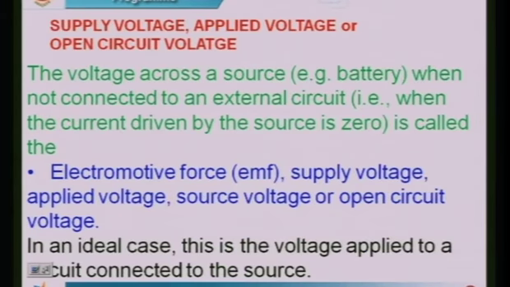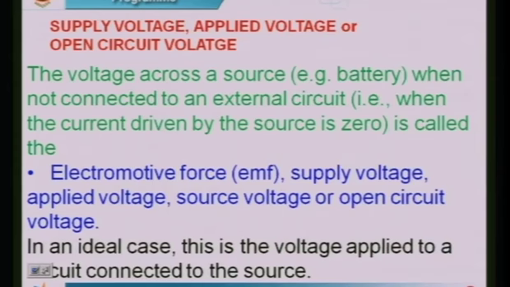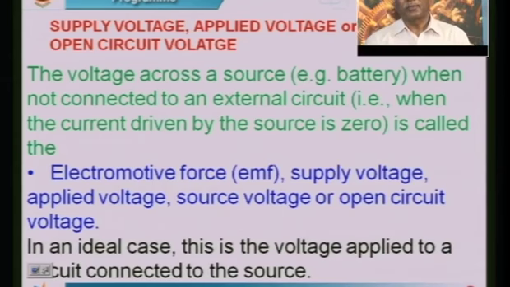You come across different terminologies also. It can be supply voltage, applied voltage or open circuit voltage. The voltage across a source, that is across a battery, say, when not connected to an external circuit is called the electromotive force, supply voltage, applied voltage, source voltage or open circuit voltage.